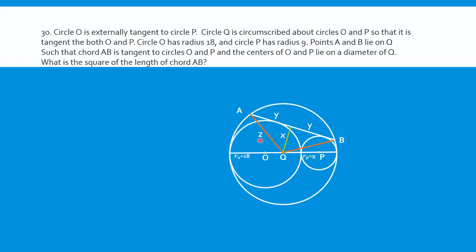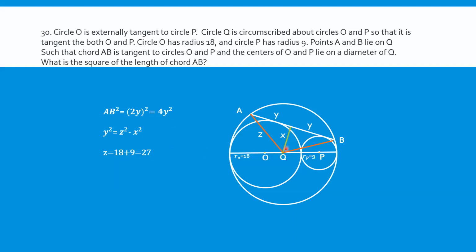And z is very easy to find out. So let's list the simple facts here. AB squared equals 2 times y squared equals 4y squared. And y squared equals z squared minus x squared. And z, as you can see, is really a radius of the circle Q. It's quite easy to find that the length of z is 27.